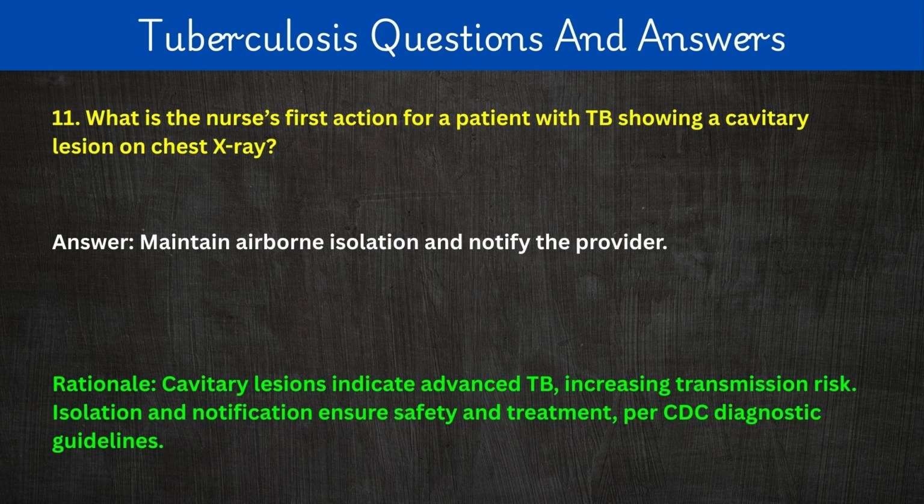11. What is the nurse's first action for a patient with TB showing a cavitary lesion on chest X-ray? Answer. Maintain airborne isolation and notify the provider. Rationale. Cavitary lesions indicate advanced TB, increasing transmission risk. Isolation and notification ensure safety and treatment, per CDC diagnostic guidelines.